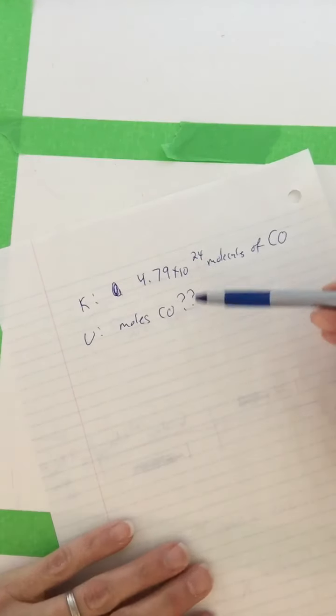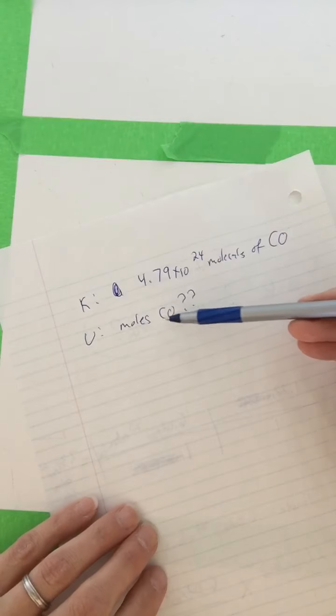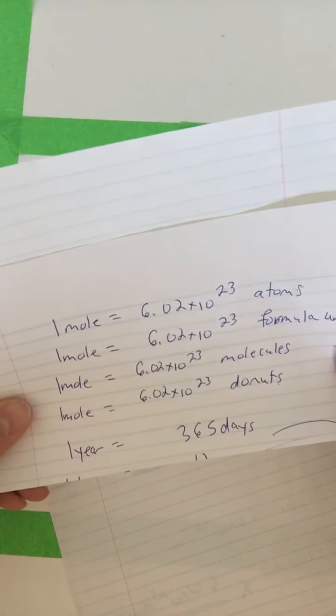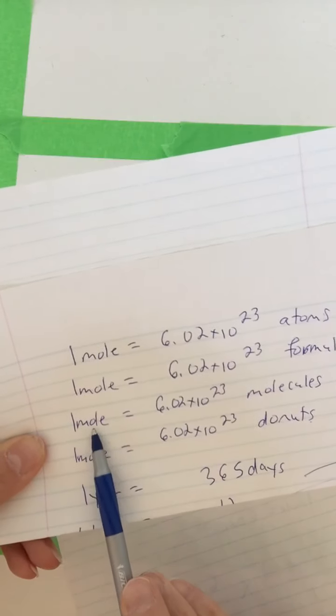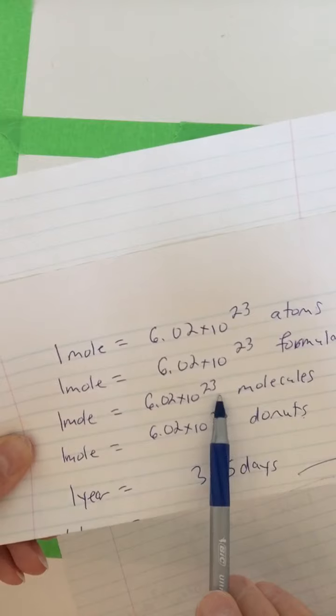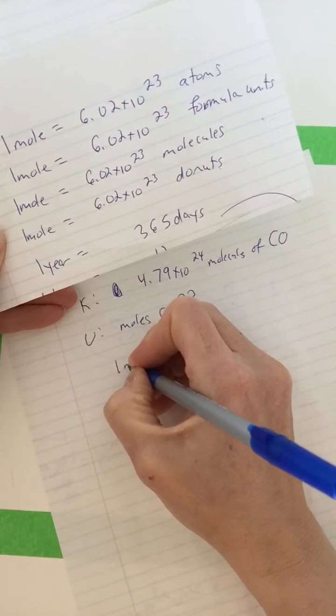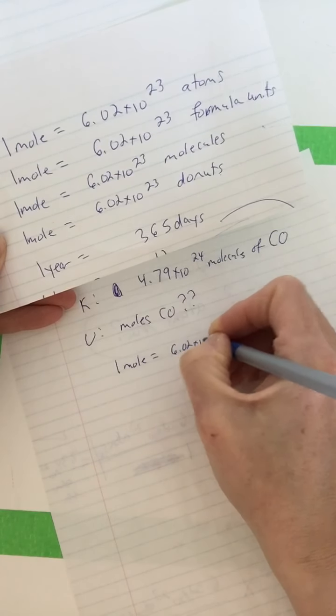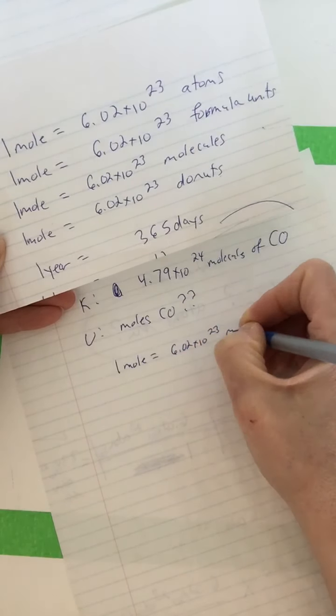Now we need to find a conversion factor between moles and molecules. So let's look at our little sheet that I wrote down earlier. Okay, I see something here. 1 mole is 6.02 times 10 to the 23 molecules. So I'm going to write that conversion factor down for us here. 1 mole is equal to 6.02 times 10 to the 23 molecules.